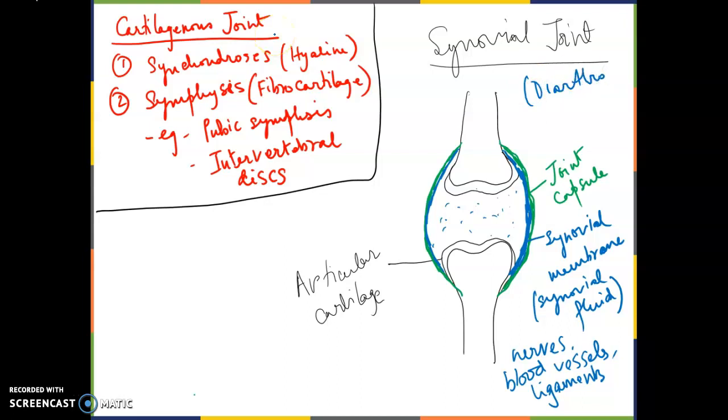Synchondrosis, as I mentioned before, is synarthrosis, meaning it doesn't move, and symphysis is amphiarthrosis. Good? All right.